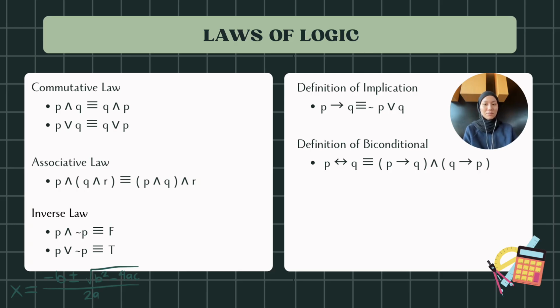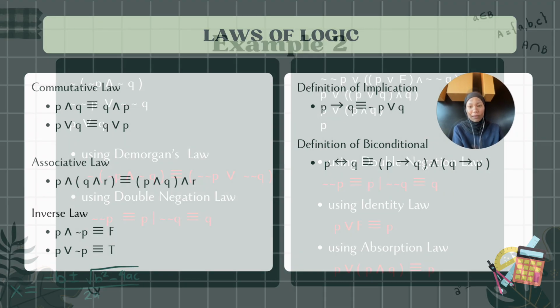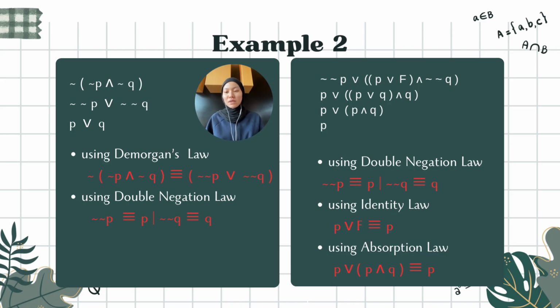where P and not P is logically equivalent with false. P or not P is logically equivalent with true. Definition of implication, where P implies Q is logically equivalent with not P or Q. And definition of biconditional is when P if and only if Q is logically equivalent with P implies Q and Q implies P. Let's take a look at example 2.